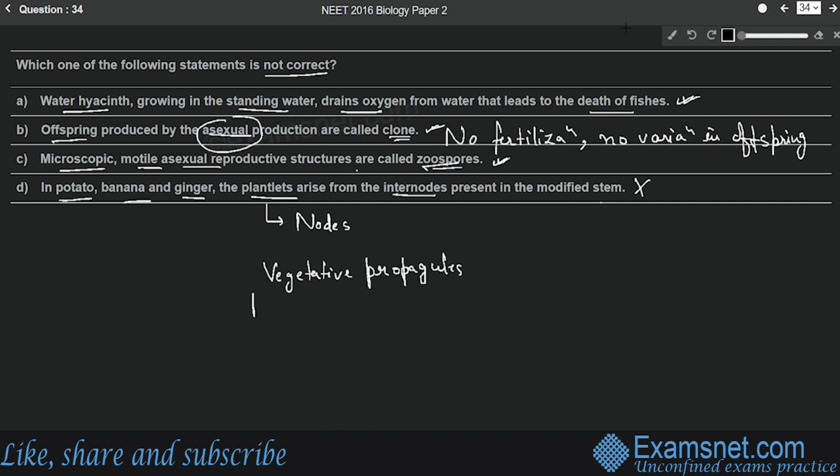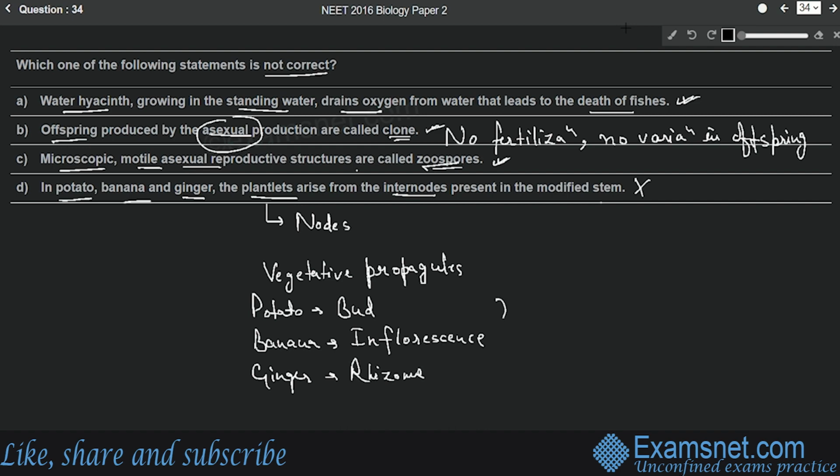So in case of potato, bud is the vegetative propagule. In case of banana, inflorescence is the vegetative propagule. And in case of ginger, it is rhizome. Okay. So these are the parts through which the propagation takes place. And these represent the node of the plant, not internodes. So the last statement is incorrect. So this is the correct answer, option number D.